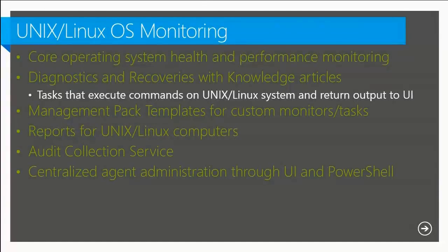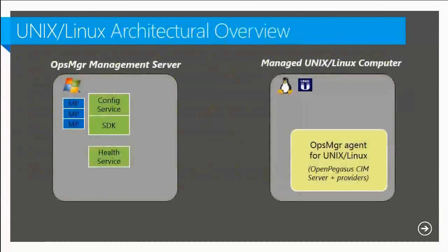Of course, reporting. In 2012, we completely revamped our reporting to add about 12 reports per operating system that are a little more relevant for Unix and Linux than what we had in 2007 R2. Of course, we have Audit Collection Services extended to Unix and Linux, where we forward syslog security events into Audit Collection Services instead of Windows security events. And all the agent administration is centralized through both the Ops console and then PowerShell. So that's our feature set for Unix and Linux at a very high overview.